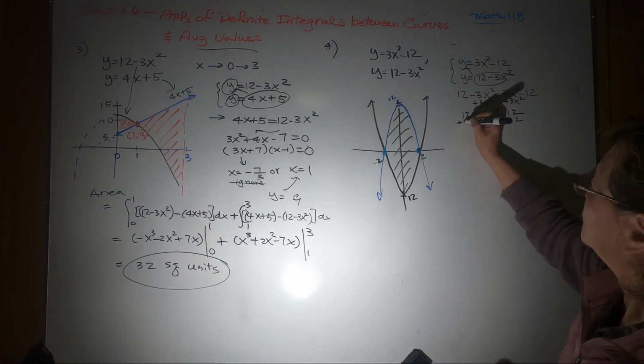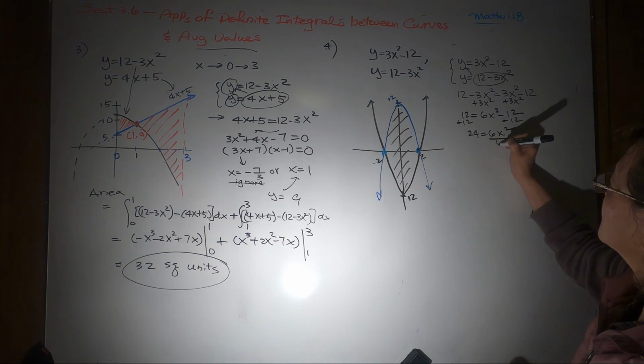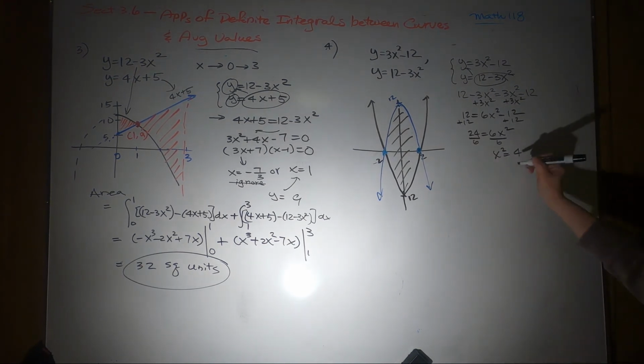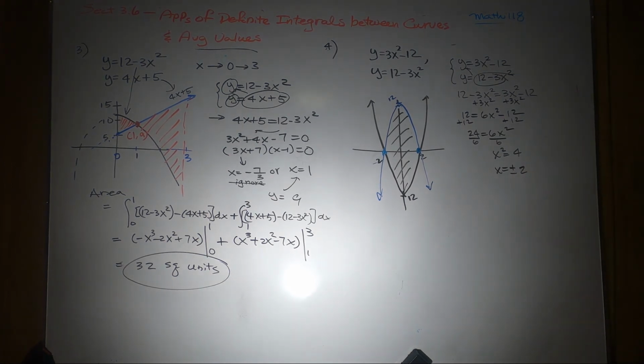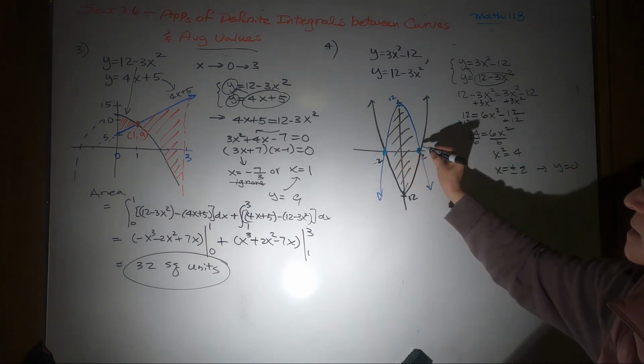I add 12. 24 equals 6x squared. Then I divide by 6. X squared is 4. Then what's your x? By the square root property, don't just give me 2, because you have plus or minus 2. If you plug in, then y is 0. So they meet here.